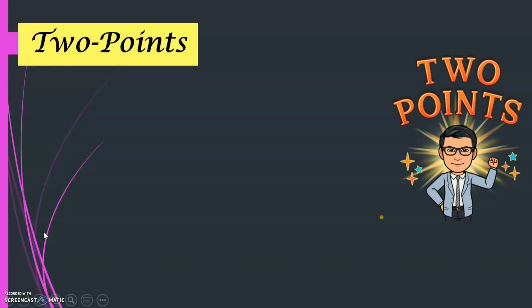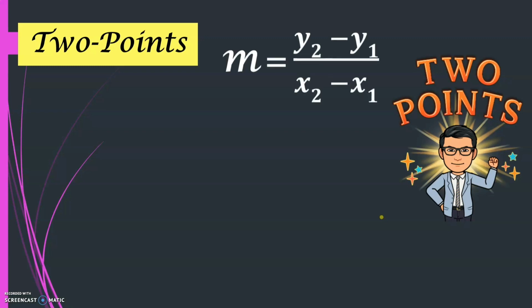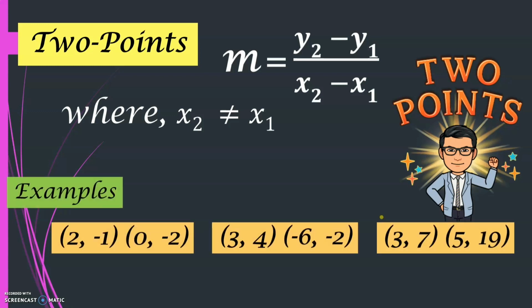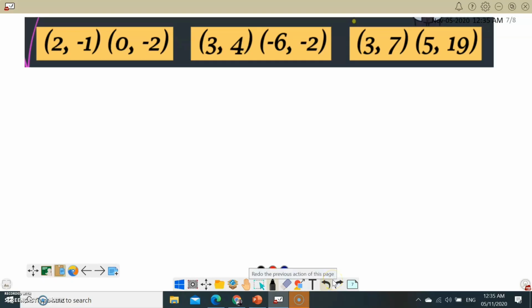Now, what if the given is 2 points? Okay, if the given is 2 points, we will use the formula slope is equal to y sub 2 minus y sub 1 over x sub 2 minus x sub 1, wherein x sub 2 is not equal to x sub 1. Okay, so we have here examples. Given 2 points, let us find the slope. Okay, let's take example number 1.